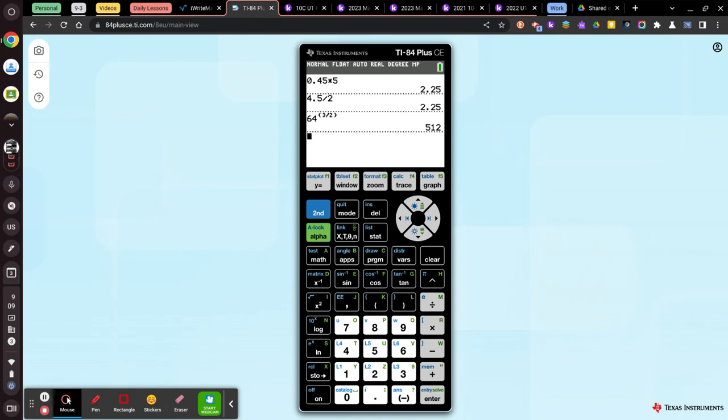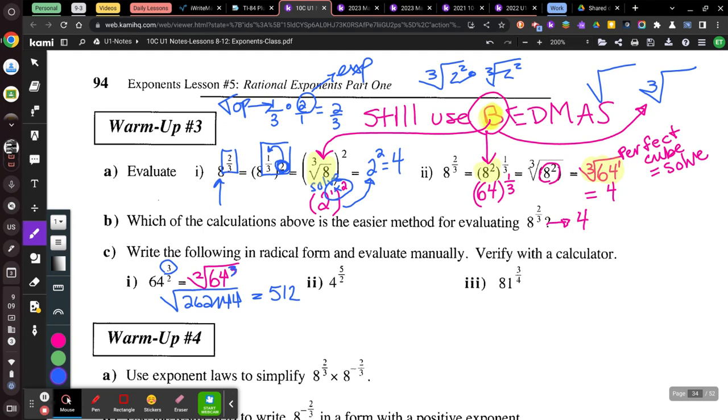So your calculator will solve these for you, but you have to understand why that is giving you 512. Because you're solving what's under the radical first. Okay? Now, the other way to do that: what happens when you have an outside exponent? It gets multiplied into the inside exponent.